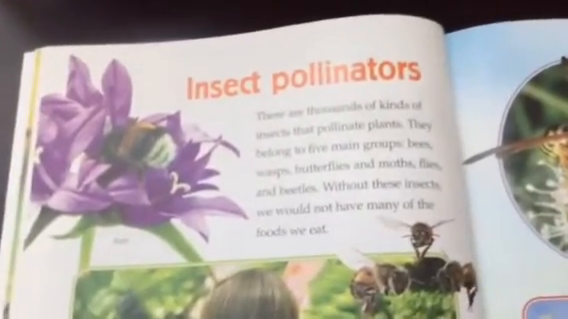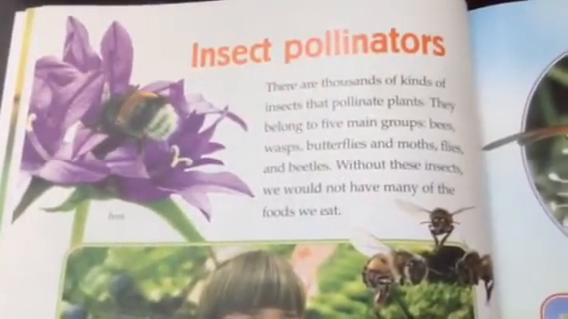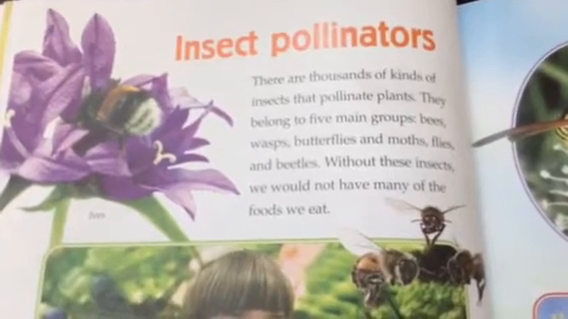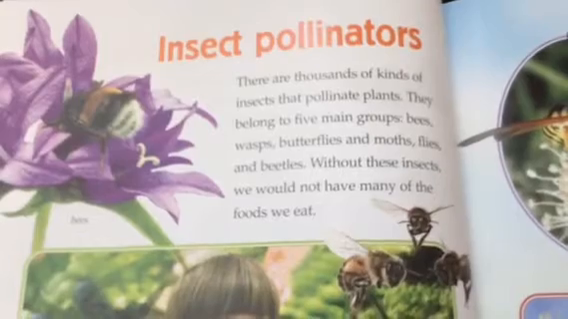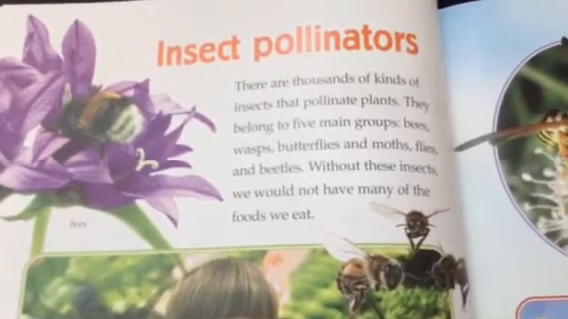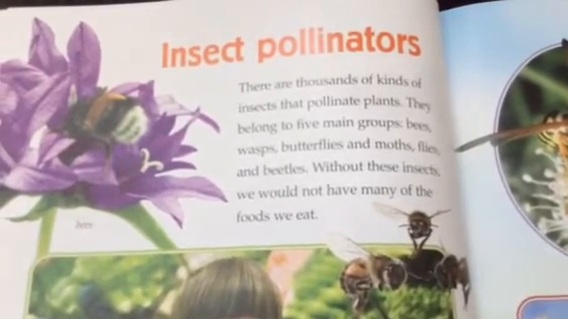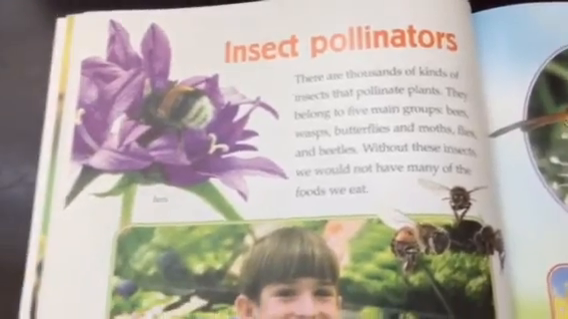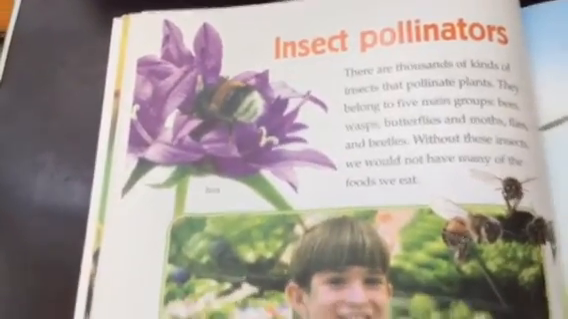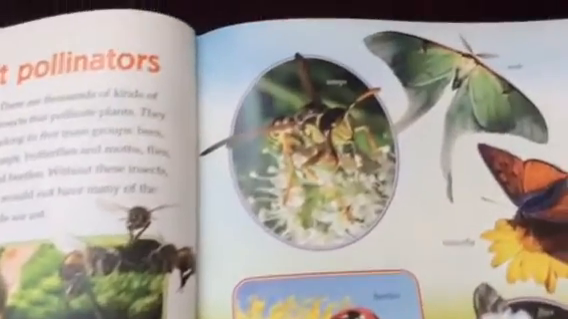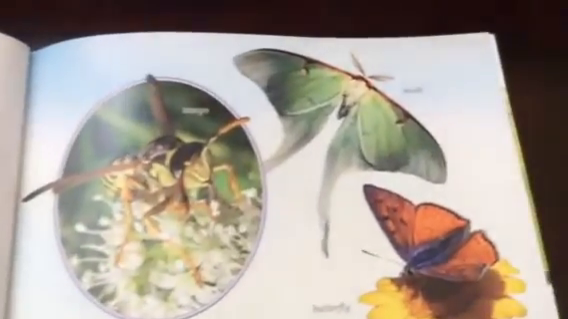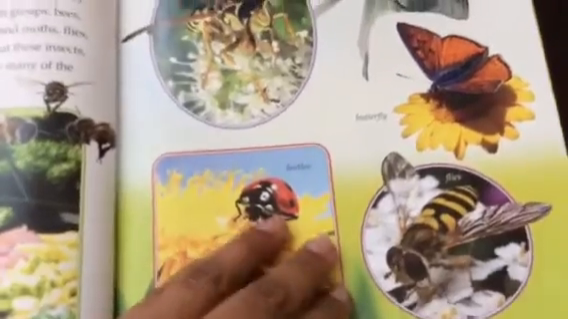Insect pollinators. There are thousands of kinds of insects that pollinate plants. They belong to 5 main groups: bees, wasps, butterflies and moths, flies and beetles. Without these insects, we would not have many of the foods we eat. Bees, wasps, moth, butterfly, flies, beetles.